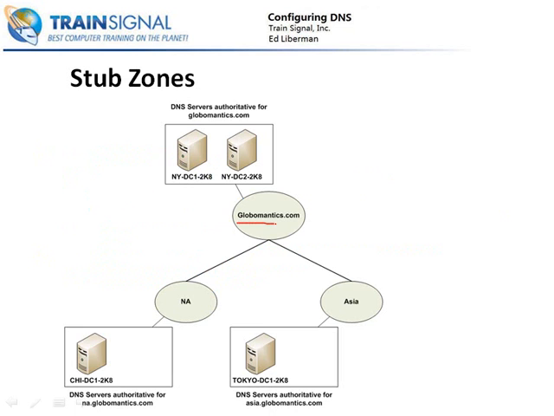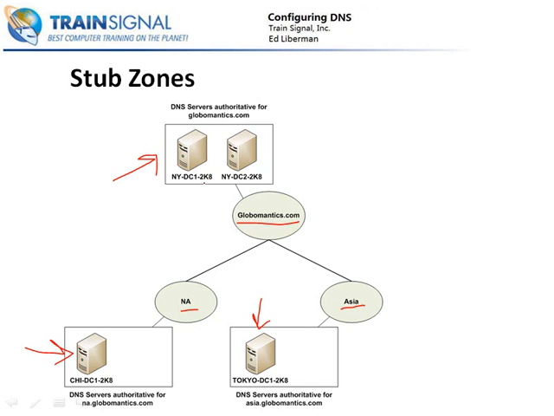Right now, here we have our globalmantics.com domain, and you'll see that we have a couple of DNS servers here, New York DC1, New York DC2, and they are authoritative for the globalmantics.com domain. Down here, we have North America, and we just have Chicago DC1 2K8 authoritative for that domain, and we have Asia, in which we have Tokyo.dc1, which is authoritative. Now, this has been all set up manually.